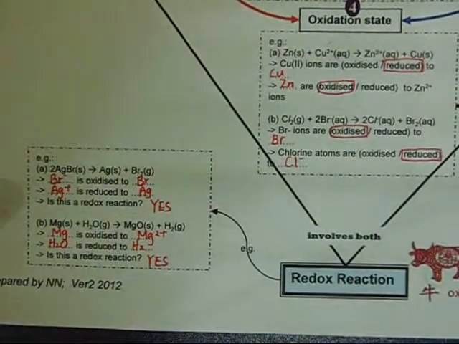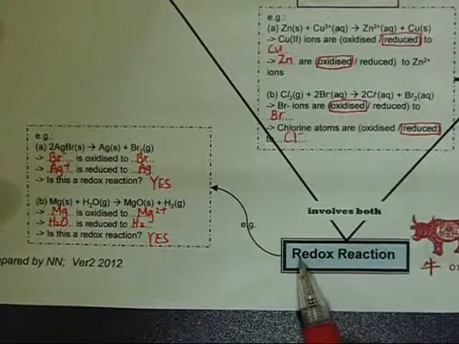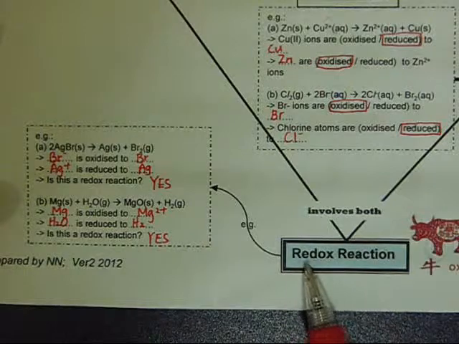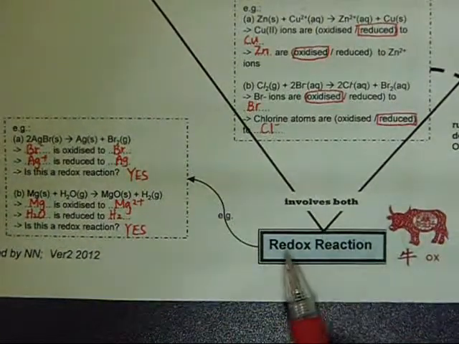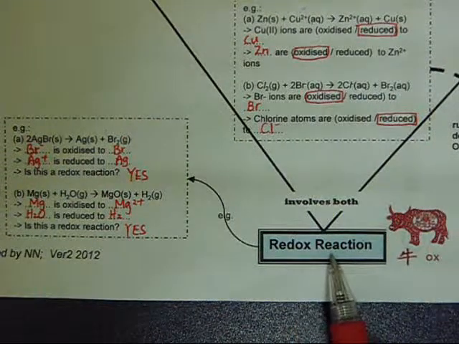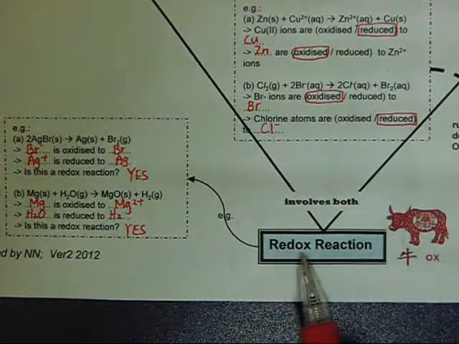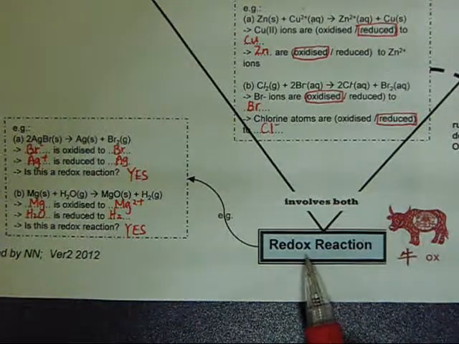Now let's talk about redox reaction. Redox basically stands for reduction. RED stands for reduction, and OX stands for oxidation. So a redox reaction is a reaction that involves reduction and oxidation taking place at the same time.